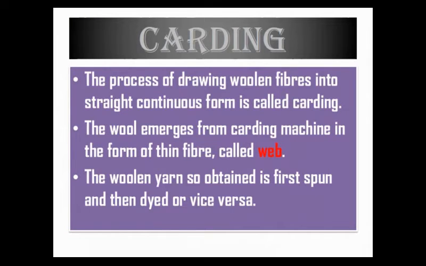After scouring, these woolen fibers are dried and then disentangled. They are disentangled by the process of carding. So the process of drawing woolen fiber into straight continuous form is called carding. In this process, the woolen fiber passes through a carding machine. And the wool which emerges from the carding machine is in the form of a web. The woolen yarn so obtained is first spun and then dyed, or it can be vice versa.